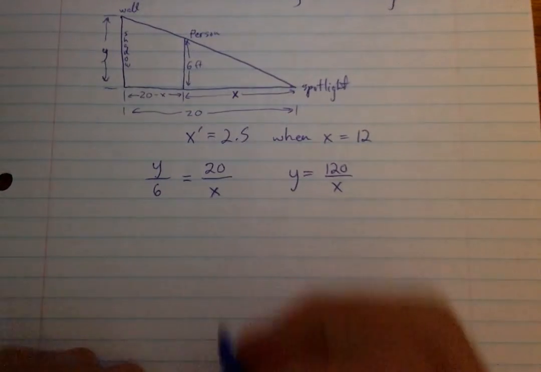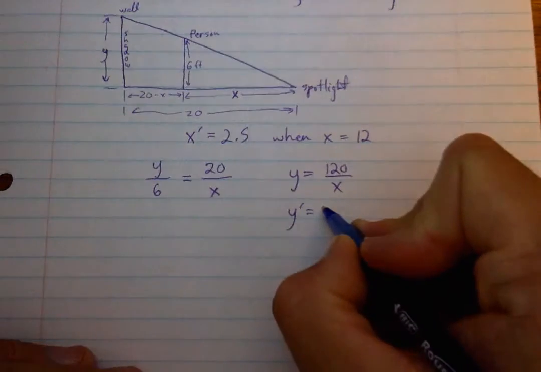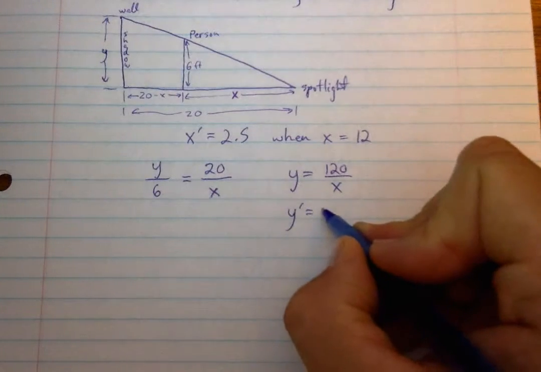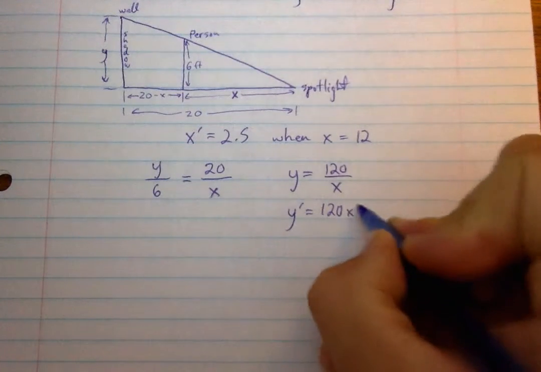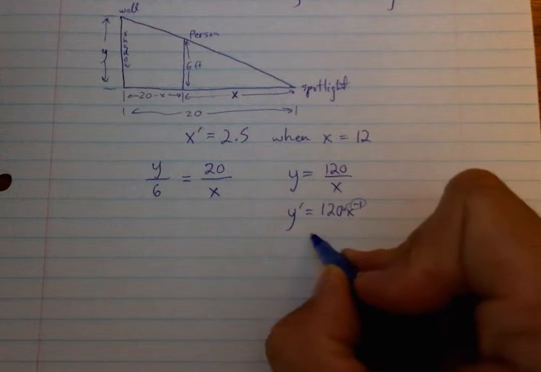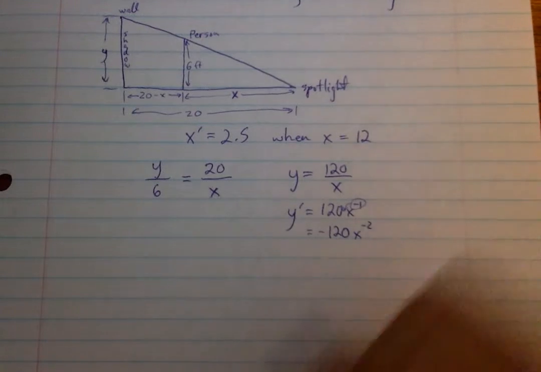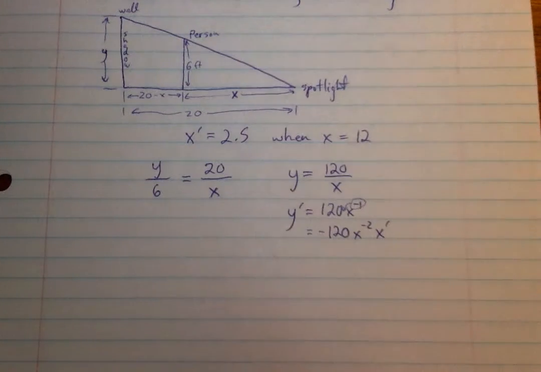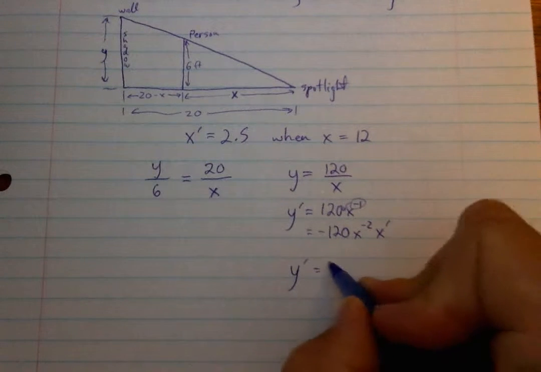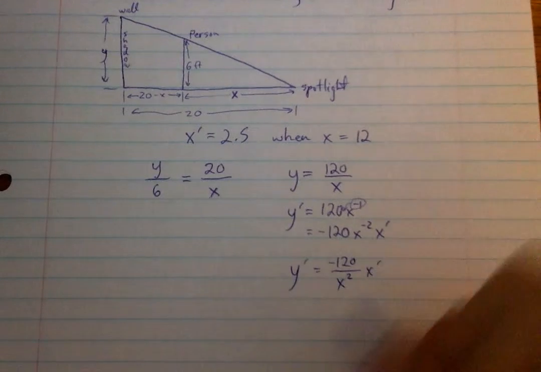And now all we have to do is take the derivative. So y prime is equal to, how do we do this? Well, I remember how to do it. Do you? If we have 120 x to the negative 1, we just bring that negative 1 down here. That gives us negative 120 x to the negative 2. And then we remember there's an x prime. Okay, so let's tidy that up. Equals negative 120 over x squared, x prime.